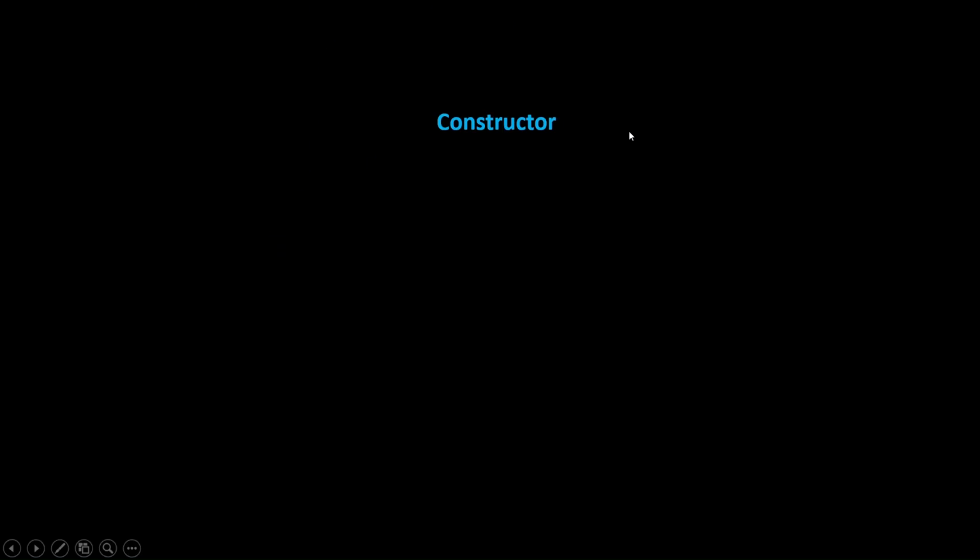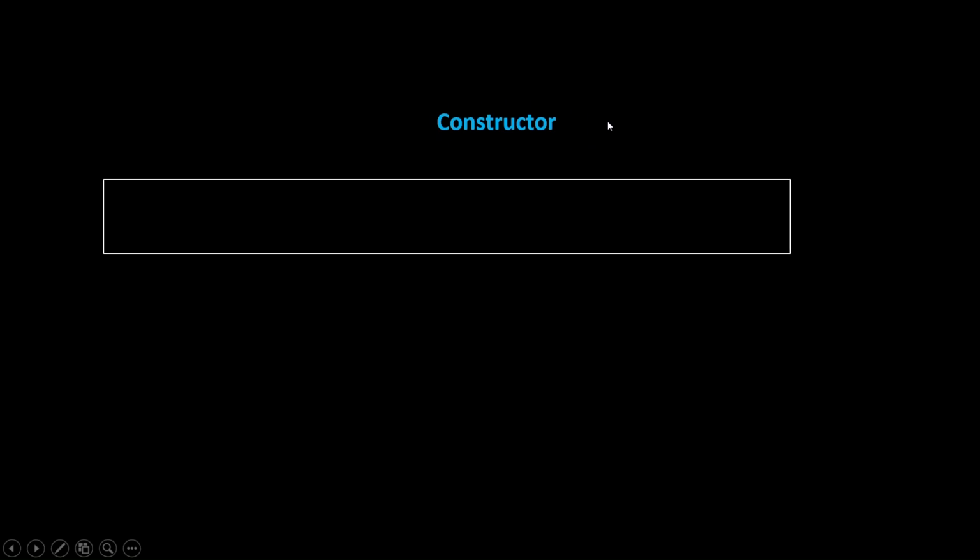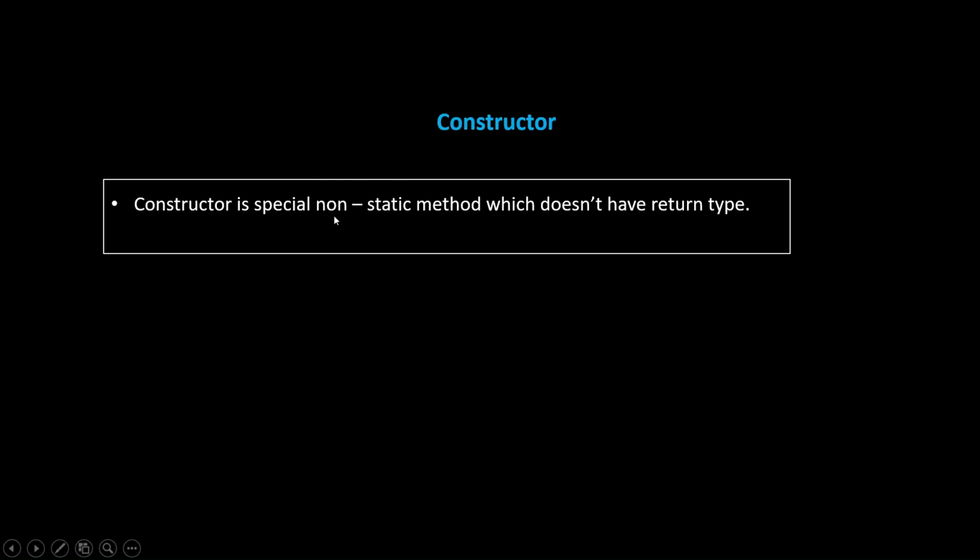So the first one is, what is a constructor? Basically, a constructor is a special type of non-static method which doesn't have a return type. The second point: the name of a constructor should be similar to the class name. This is the rule of the constructor. Wherever you're writing your constructor, that constructor should have the same name as its class name.